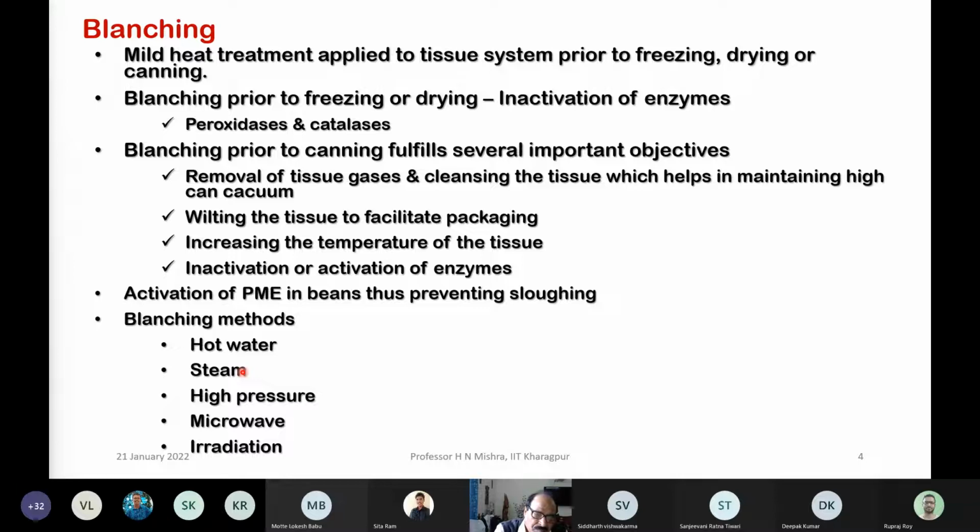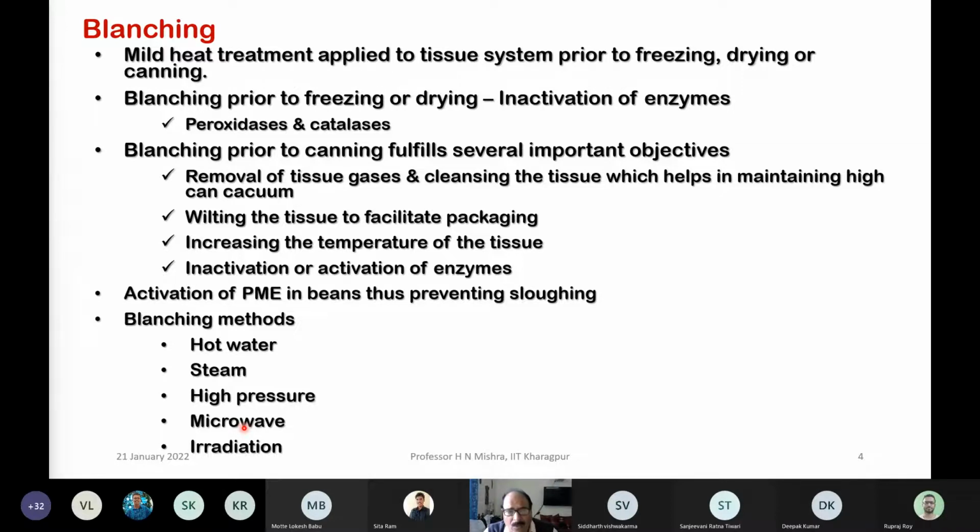Steam may be just sprayed over the material, etc. So there it can be different forms can be used. Similarly, high pressure blanching also, or microwave oven like we have. So in the microwave oven, the material can be kept for a few seconds, etc. Or irradiation, ionizing radiations, etc.